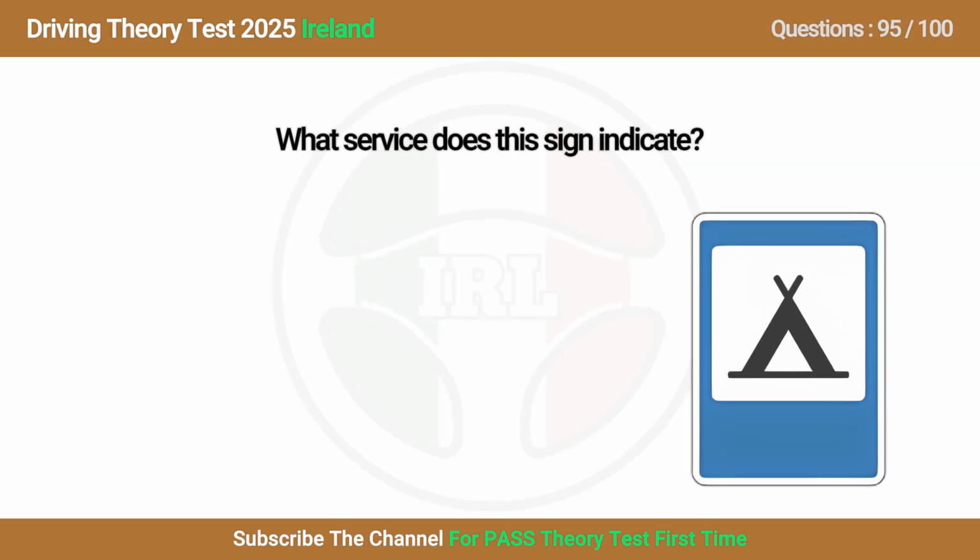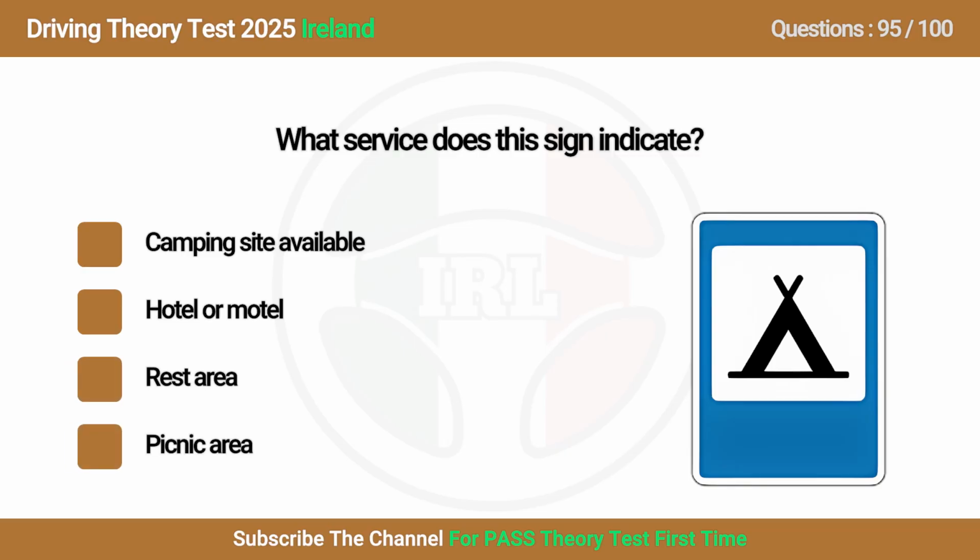Question 95. What service does this sign indicate? A. Camping site available. B. Hotel or motel. C. Rest area. D. Picnic area.